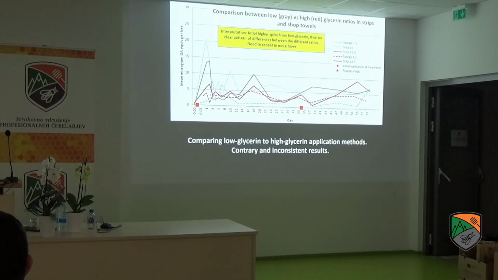Now I broke it down here with the 1 to 1 or the 1 to 1.5 formulations in gray, and the 1 to 2 or the 1 to 2.5 high glycerin formulations in red, just to see how much difference the ratio of glycerin made. And as you can see, these are the gray ones, they could be low or high. It didn't seem to make much difference what the ratio was of the glycerin to oxalic acid.